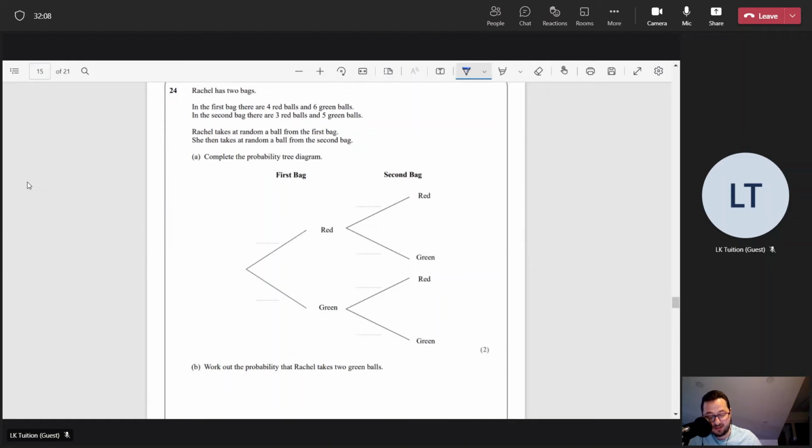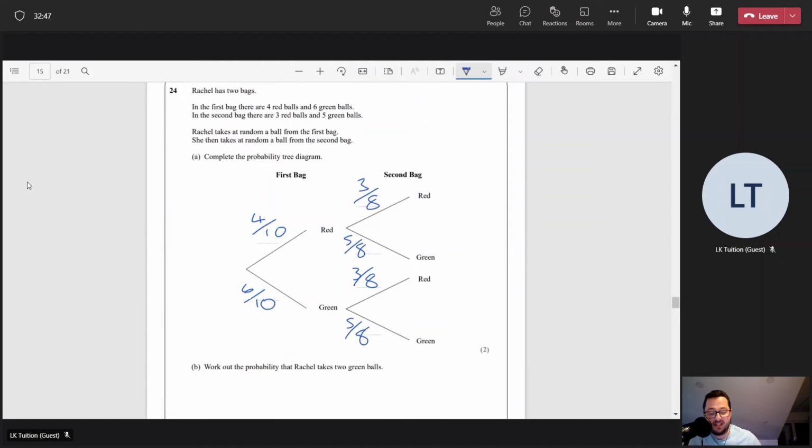Right, well, the first bag, think about, well, how many balls are there? Well, there's 4 red and 6 green. And altogether there are 10. So the probability is going to be 4 out of 10 and 6 out of 10. For the second bag, we've got 3 red and we've got 5 green. And this time we've got 8 altogether. So it's going to be 3 out of 8, 5 out of 8, and it's going to be the same here as well. Okay, so that's our probability tree diagram.